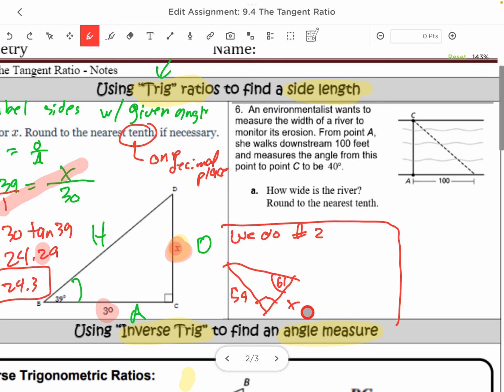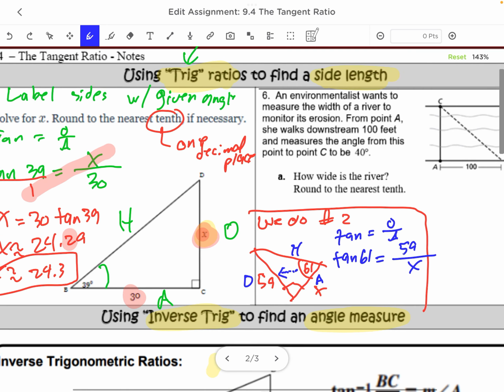Well, what do we know? Let's first start by labeling our sides. If this is the 90 degree, we know this has to be the hypotenuse. If this is 61, that has to be the opposite, and this has to be the adjacent. So we're working with the opposite side and the adjacent, so we can use tangent. Tangent is equal to opposite over adjacent, so the tangent of 61 is going to be equal to the ratio of 59 over x.